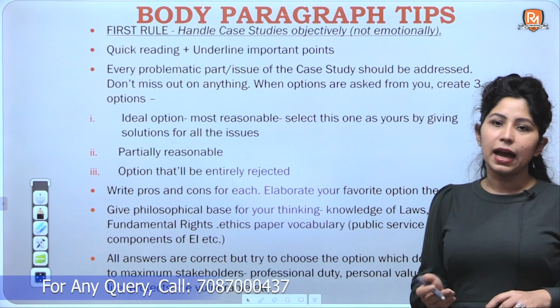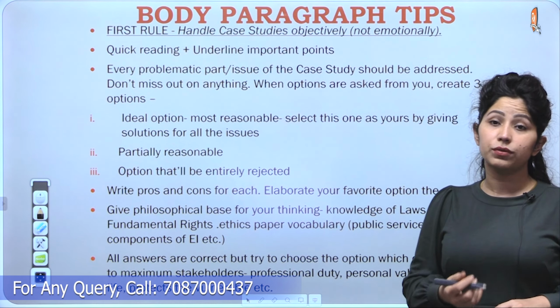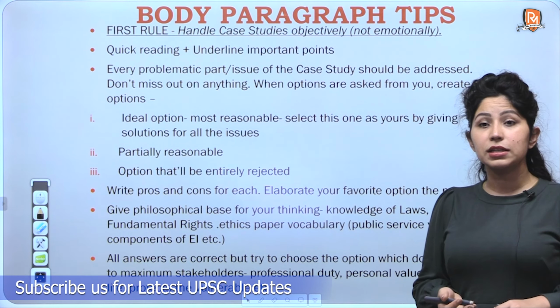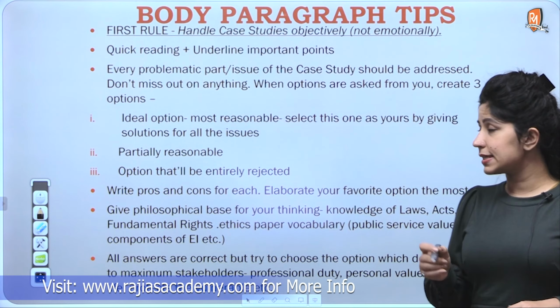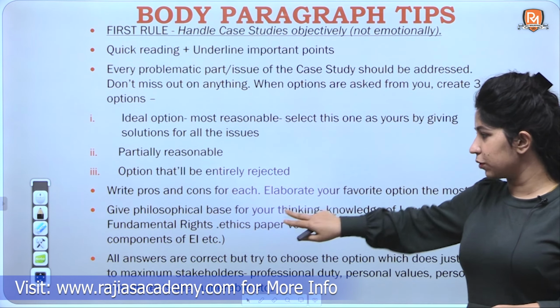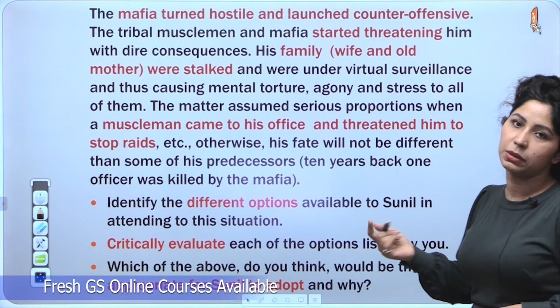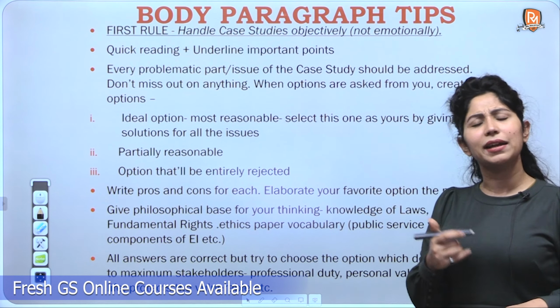Give a quick reading and underline the important points. Every problematic part or issue of the case study should be addressed. Don't miss out on anything. When options are asked from you, create at least 3 options. So whenever there are options asked from you, for example in this question that you have to give different options that are available before Sunil, what you have to do is write at least 3 options.